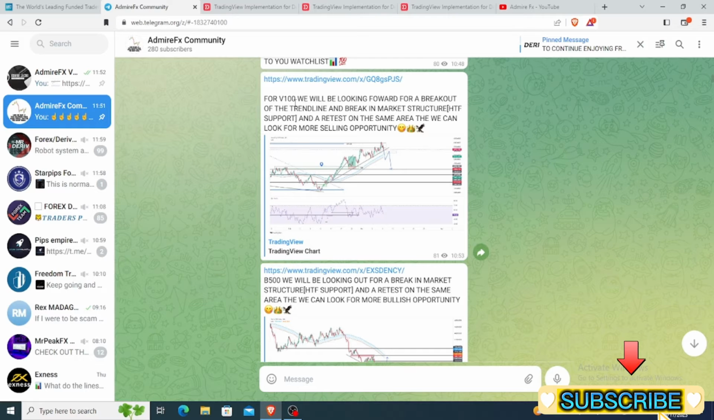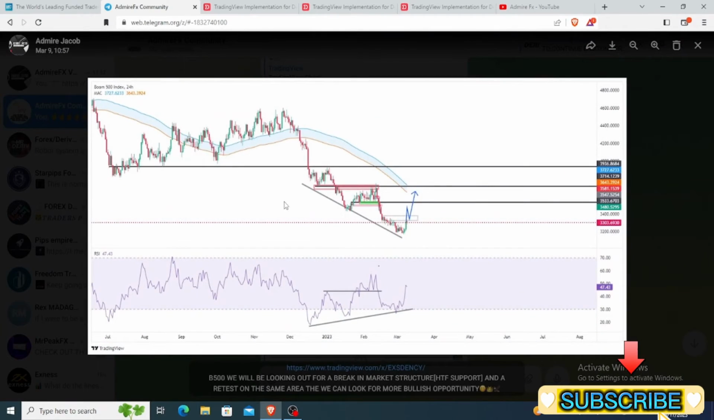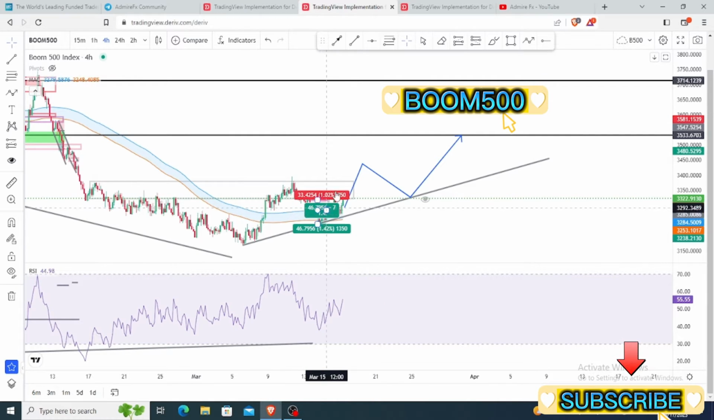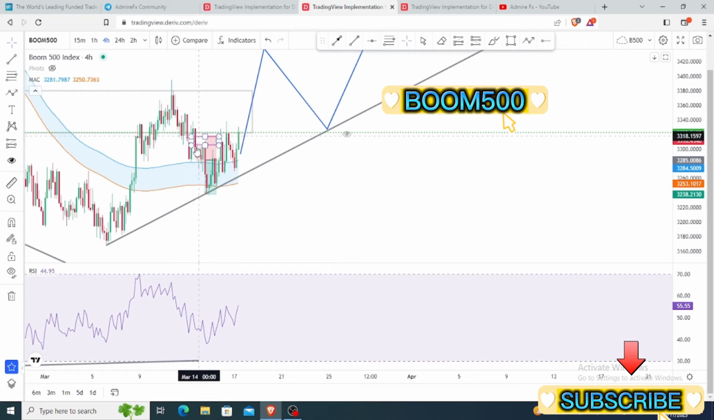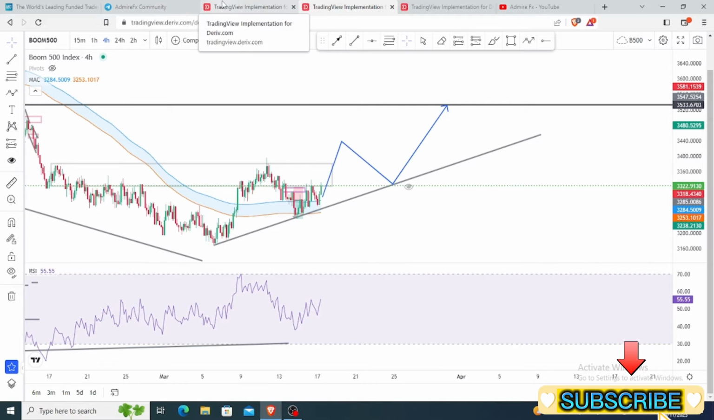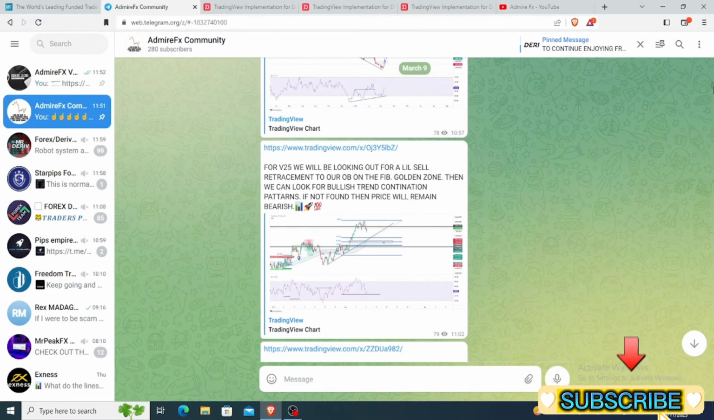So this is one of the trades in which we had good profits. That's actually for V100. We also sent another one for Boom 500. We also trade the synthetic indices like Boom 500. All we just needed was price to break out of this structure, though price is actually ranging for now. So we are still waiting for price to break out of this structure, retest this structure or the trend line, then we can go for more buy opportunities. Boom 500 is very much bullish as we speak, just like we looked at it here and were looking out for in our projection.